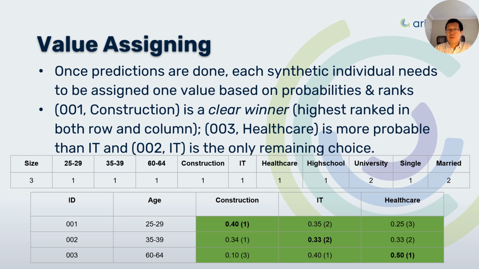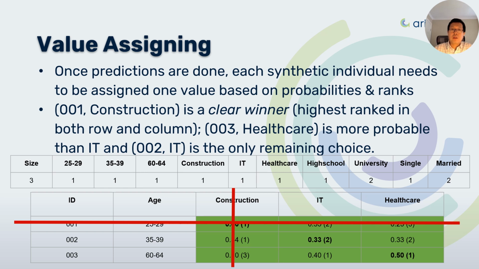So we could say person one is our construction worker. And because one person can only have one value, once you get assigned a profession, you're essentially out. So we don't have to consider person one anymore. Similarly, because the census tells us that in this region there's only one construction worker, now that value has been taken, we also don't have to consider construction workers anymore. So let's look at person two.